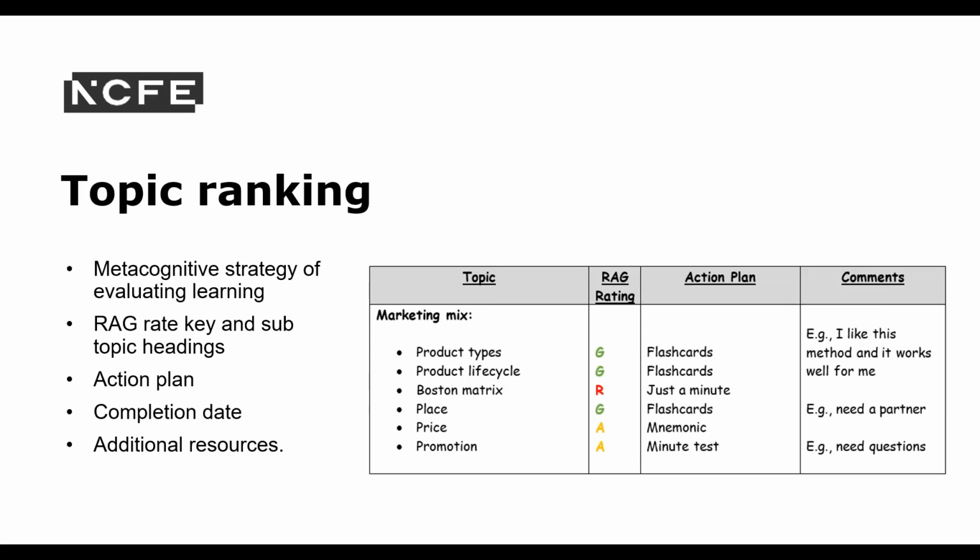Then I would ask them to think about an action plan and make some notes of some ways that they could improve their RAG rating. I also included a comment section for them to add anything further, like a date to action by, any additional resources they need, and did it work well or not, and if not, why not, and so on.